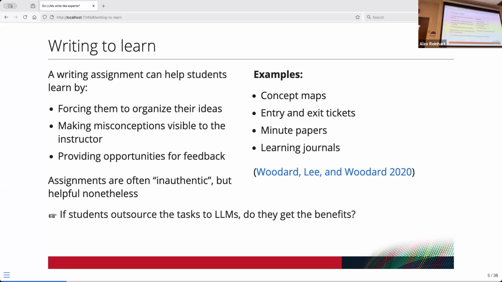And of course, for these kinds of tasks, you can say, okay, if I just let the large language model do it, what's the function of that activity now? If the goal was to make you organize your thoughts and think about the subject, now what does it do?